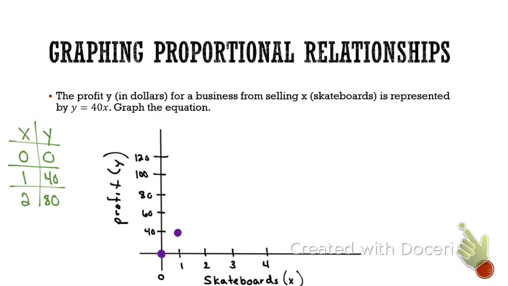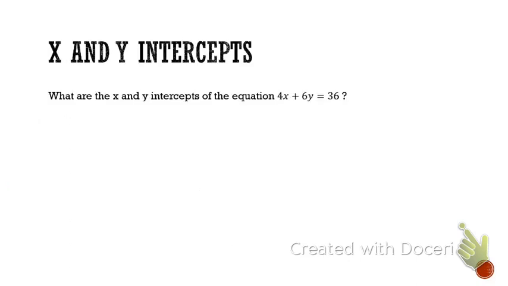You sell 1, you make $40. You sell 2, you make $80. The graph will be there for you on the test. It'll just be a matter of you plotting a couple points and drawing your line. Hopefully neater than I did. Okay, all right, so that's it for that problem.